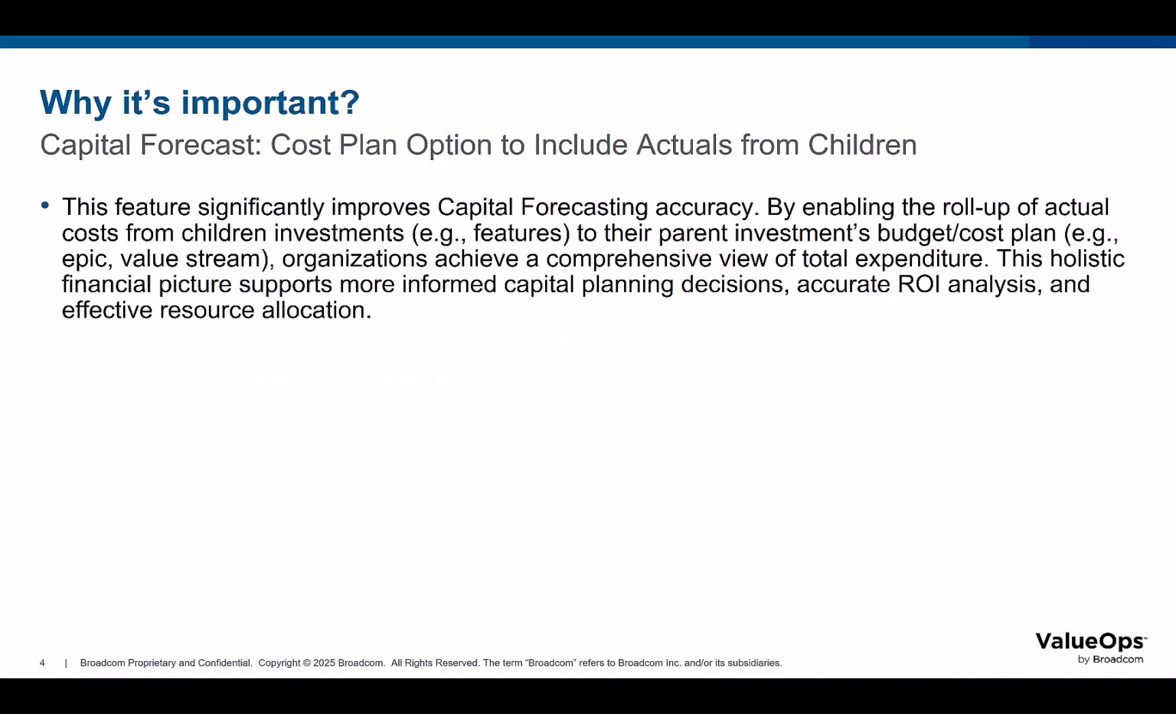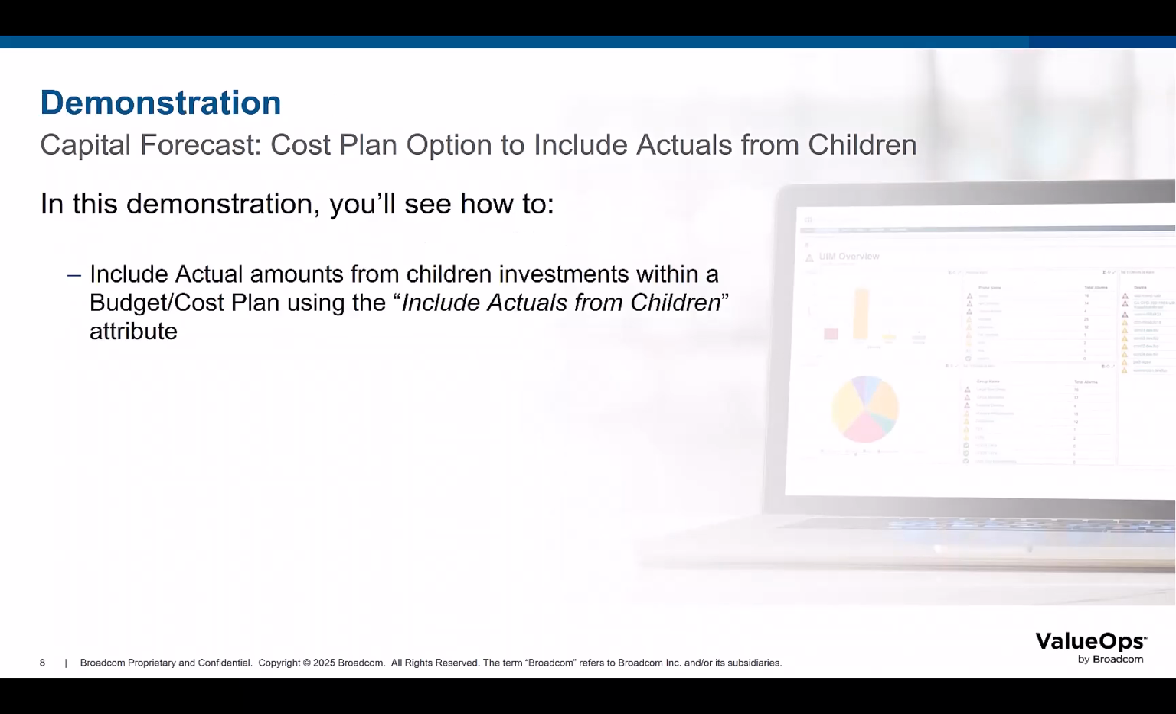And the reason this is important is it significantly improves capital forecasting process. By enabling the roll-up of actual costs from children investments to their parent investments' budget and cost plans, organizations achieve a comprehensive view of the total expenditure. This holistic financial picture supports more informed capital planning decisions, accurate ROI analysis, and effective resource allocation. Let's review this functionality through a short demonstration.